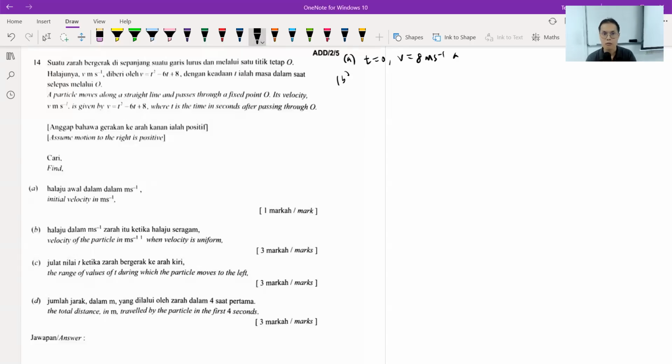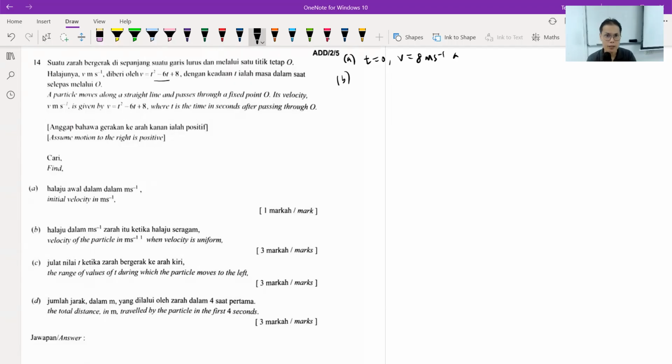Second one: find the velocity of the particle when the velocity is uniform. Actually, they made a mistake here because we cannot say it's a uniform velocity. We say either minimum, maximum, or we say acceleration is 0.